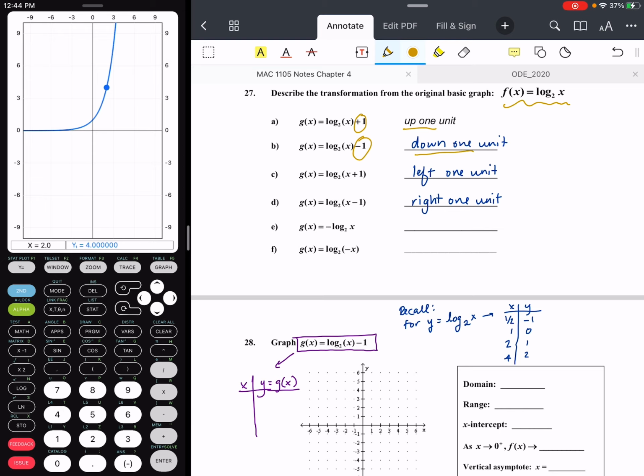In C, g of x equals log base 2 of (x plus 1). That's going to produce a shift to the left 1 unit. Part D, the x minus 1, produces a shift to the right 1 unit.